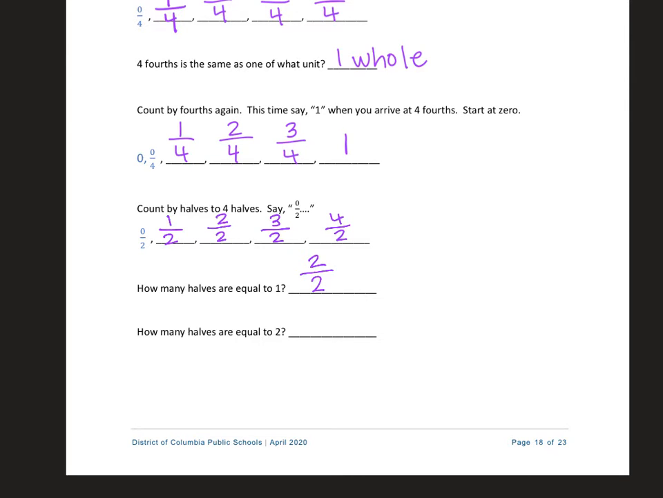Okay, now how many halves are equal to 2? Well, we know that 2 halves is 1, so 3 halves is 1 and 1/2, and 4 halves is going to be 2. So therefore, how many halves are equal to 2? There are 4 halves equal to 2.